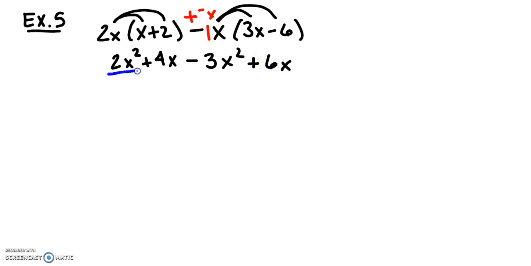And now we're going to go ahead and combine like terms. So I have 2 terms that have x squared in it. So I'm going to take 2x squared minus 3x squared is negative x squared. And then I have an x term and another x term. So we'll combine those together to have 10x.